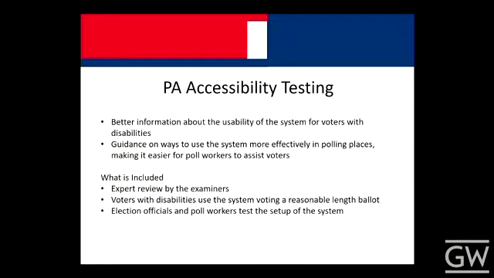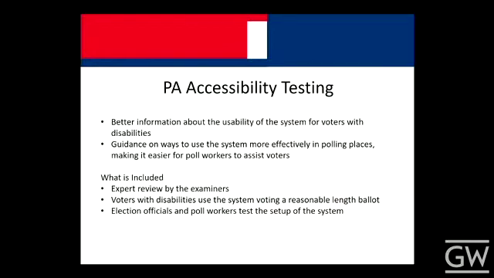So what's included in the accessibility testing? There is an expert review by examiners, and the qualifications of examiners there are quite unique. We make sure that we have an accessibility expert, a usability expert, and an election expert in the team of expert review. The first thing that happens is they review the system and look at all the accessible options and then come up with items that they should check when the next steps of the testing happen.